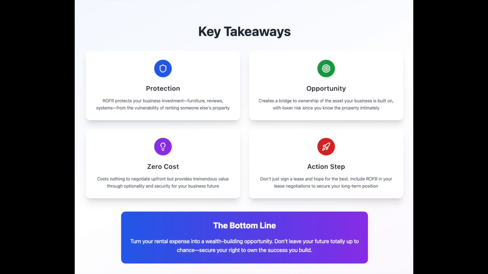Honestly, if you're doing STR arbitrage and you find a property you really like, one you see yourself running for years, getting a solid ROFR clause negotiated is probably one of the smartest moves you can make. It's moving beyond just thinking about the monthly rent to thinking about securing your long-term position with the property itself. Couldn't say it better myself. The takeaway really is, don't just sign a lease and hope for the best. Lease it, build your successful STR business, absolutely. But then, lock in your right to potentially own that success down the road with the ROFR. Don't leave your future totally up to chance.